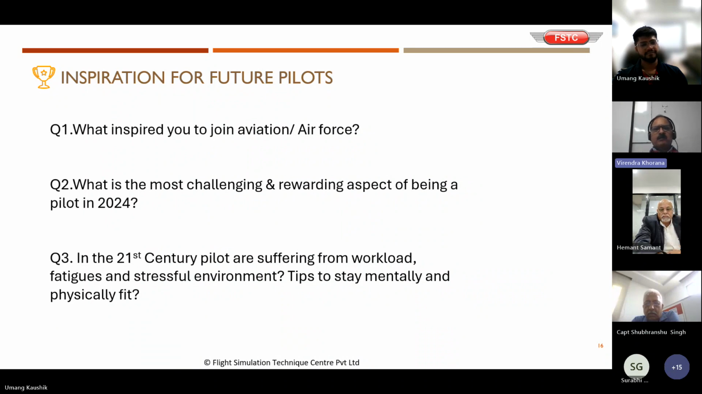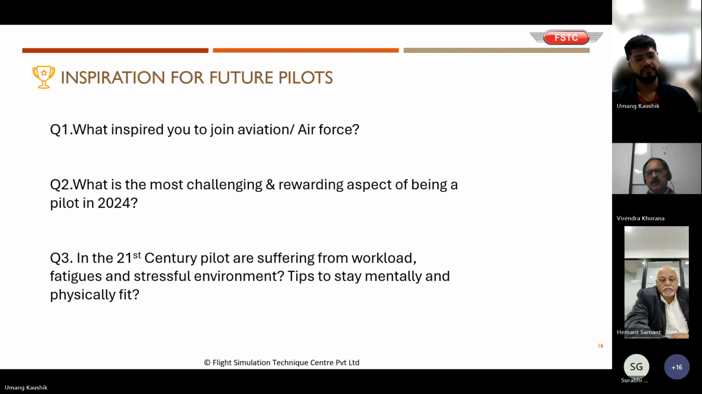The third question is about the workload. Yes, the pilot's workload is increasing, but modernization is ensuring that the pilot workload is manageable. And also the DGCA's CARs stipulate the number of working hours and number of flying hours for a pilot. So that aspect is absolutely clear, how much one has to work. And to a great extent, there is a fair balance between the workload and the fatigue and the stress.